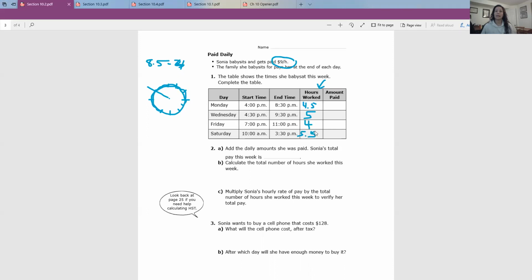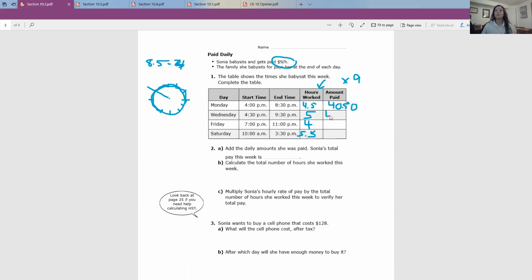Okay, now the last column, they want you to figure out how much you get paid. Remember, to calculate your earnings, you're going to take the number of hours and multiply it by the wage. So take these hours and you can times it by the $9 per hour to get the amount paid. Here you should get $40.50. Remember, we're dealing with money, so make sure you keep 2 decimals.